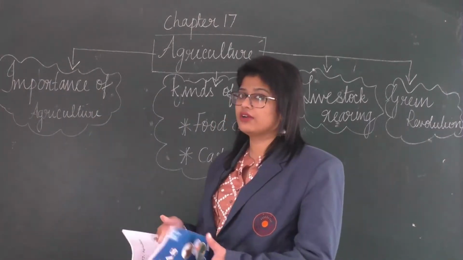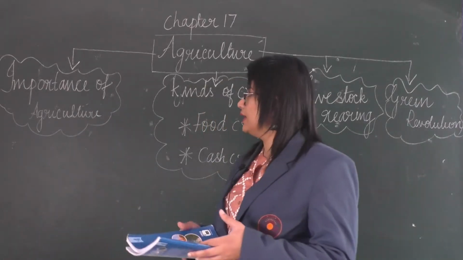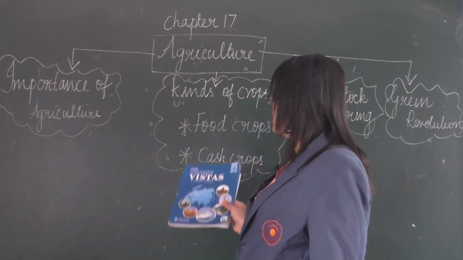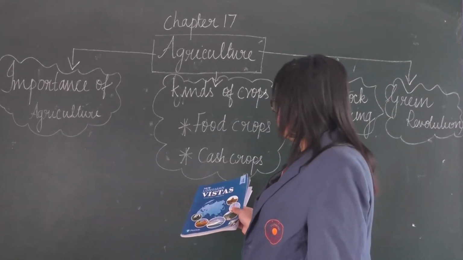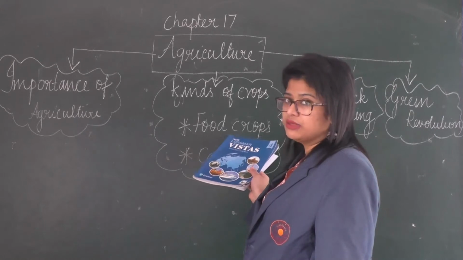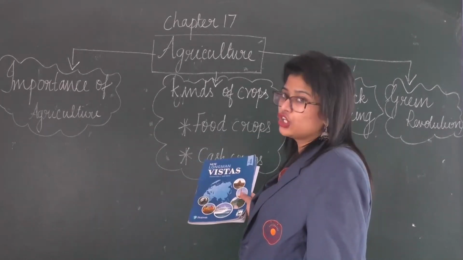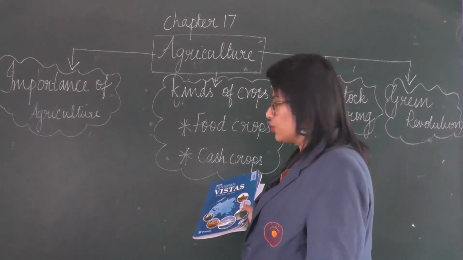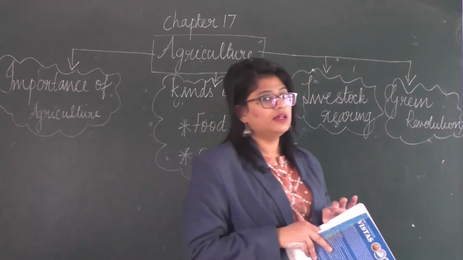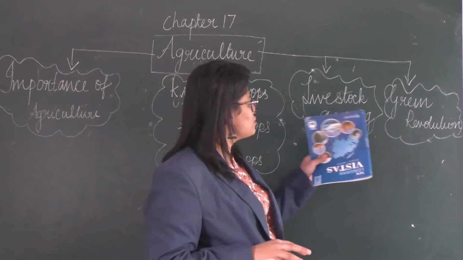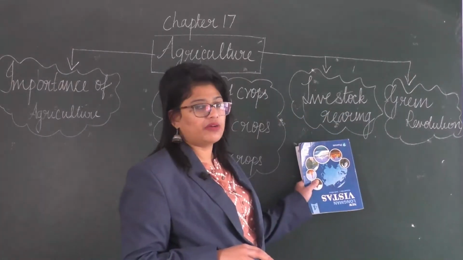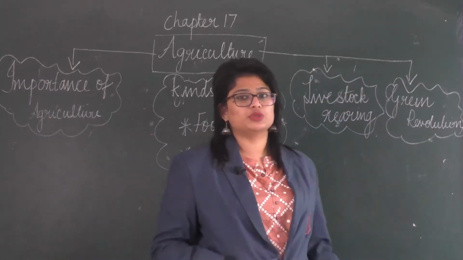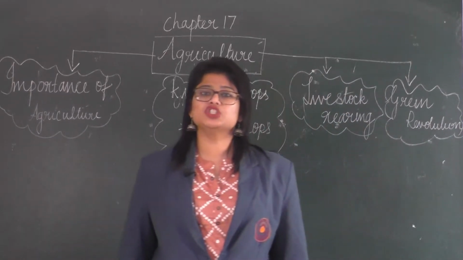The importance of agriculture in our country, then kinds of crops, food crops and cash crops. Food crops like rice, wheat come under food crops, and cash crops, cotton, jute, everything comes under cash crops. And next we are going to discuss livestock rearing, that means animal rearing, and the green revolution. So these are the topics we are going to study in this particular chapter.